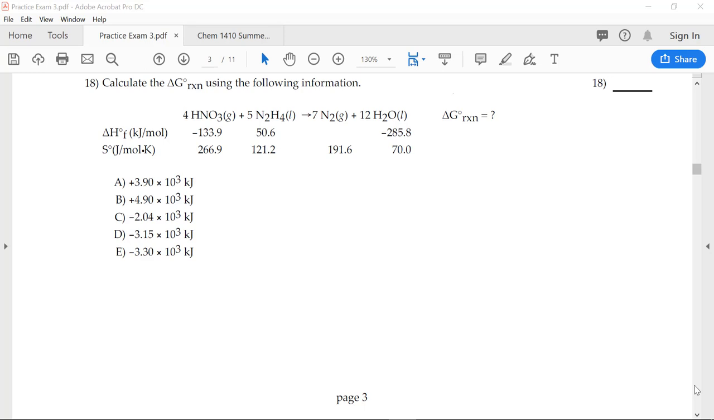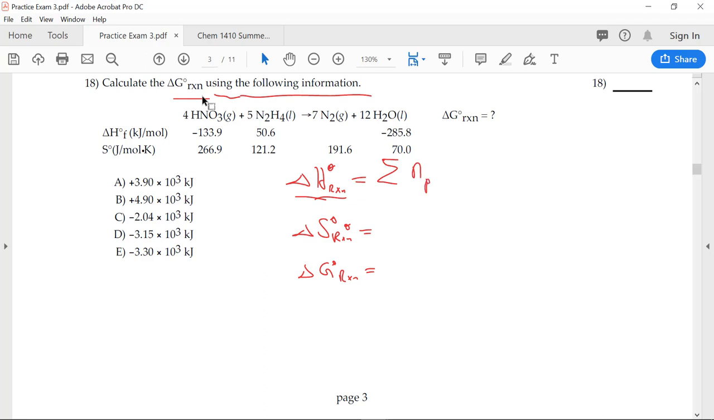Question number 18: calculate the delta G for the reaction. How do you calculate the delta G for the reaction? Remember, we learned something like this in Gen Chem 1, which is delta H for the reaction. Any state function shares a similar calculation, because H is a state function, S is also a state function, and G is also a state function. Before the reaction you have the reactants, after the reaction you have the products. So the change for the reaction would be the total for the products, because the product is the final state, it's always final minus initial.